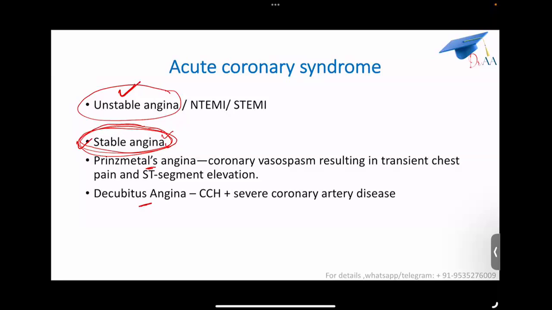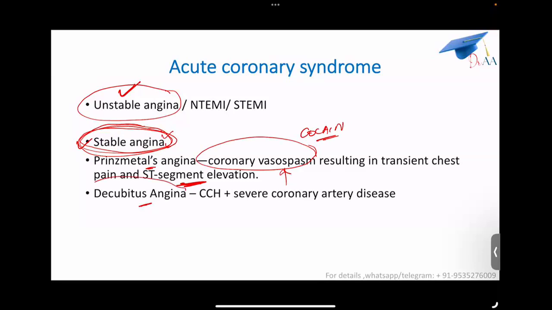There are two special kinds of angina, known as Prinzmetal angina and decubitus angina. Prinzmetal angina is basically coronary vasospasm that results in a transient, brief period of chest pain. At that point of time, if you take an ECG, it will show ST segment elevation. But once this spasm disappears, the patient will be completely normal. For example, in cocaine use, this might be the scenario where there is coronary vasospasm, and he might have chest pain along with ECG changes if you take the ECG at that point of time.